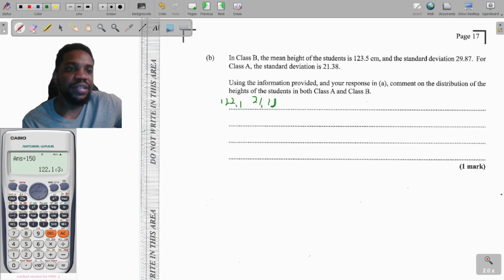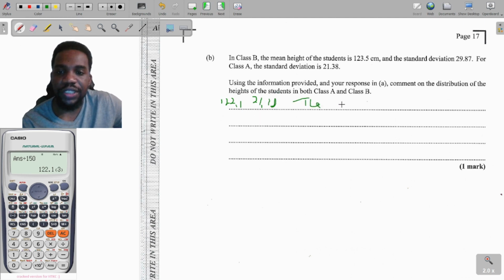Now what does the standard deviation represent? The standard deviation represents the spread, how the other values spread with respect to the mean. Now with a smaller standard deviation, it means that the mean is more representative of the data values. So technically, this is telling me that the spread of the height with regards to the mean height is smaller for class A. So let me put that in.